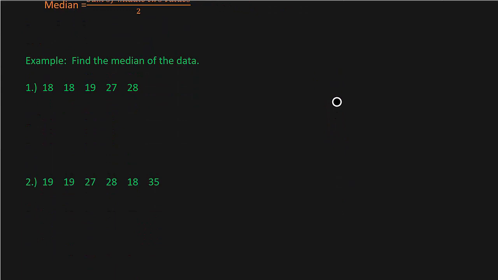All right, so for this one, let's see, the numbers 18, 18, 19. All right, so these are already in order, okay? And you can see that 19 is the middle number here. So the median is equal to 19.